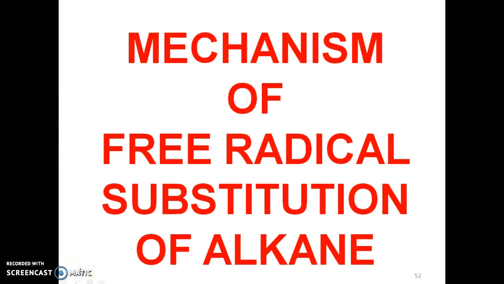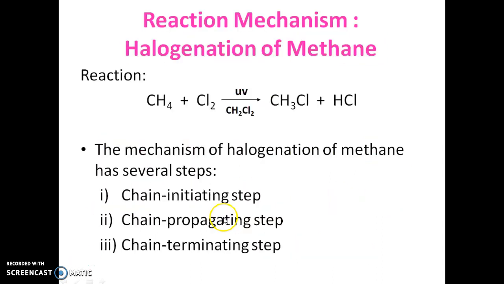Hello, this video will explain the mechanism of free radical substitution of alkane. Free radical substitution is a type of reaction. The name of the reaction is halogenation of the alkane. In this case, I use a simple alkane, which is methane. When we say halogenation, we react with the halogen, so it can be Cl2, Br2, F2 or I2. In this case, I take Cl2.